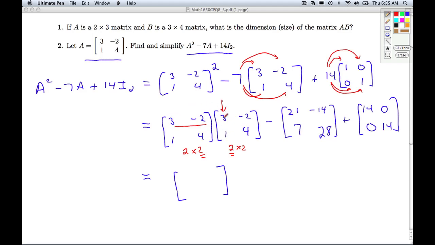You take 3 times 3, which is 9, negative 2 times 1, which is negative 2, and you add those numbers up to give you 7. To get the entry here, which is the first row, second column, we take the first row of the first matrix times the second column of the second matrix. So I take 3 times negative 2, which is negative 6, negative 2 times 4, which is negative 8. I add those together and I get negative 14.